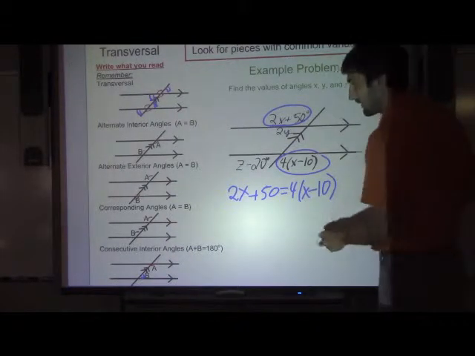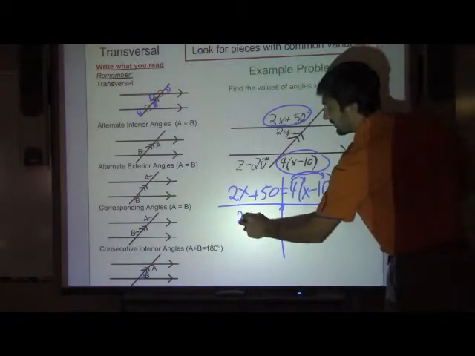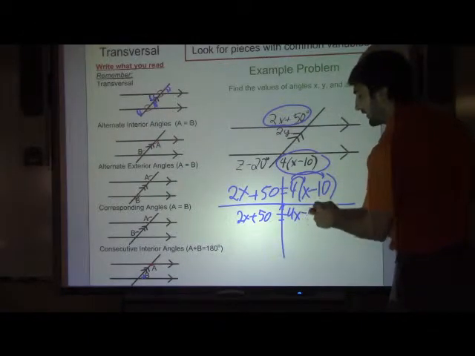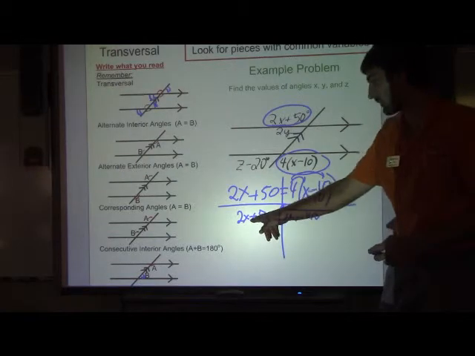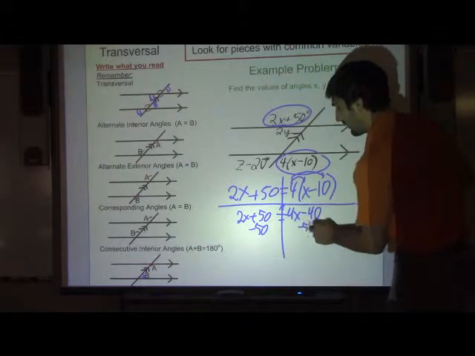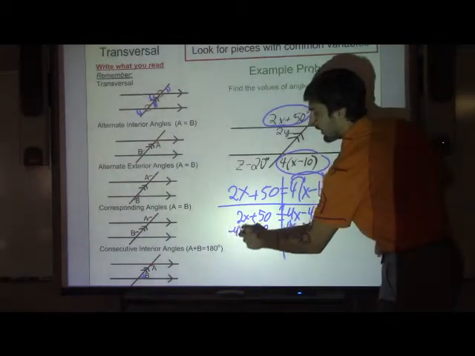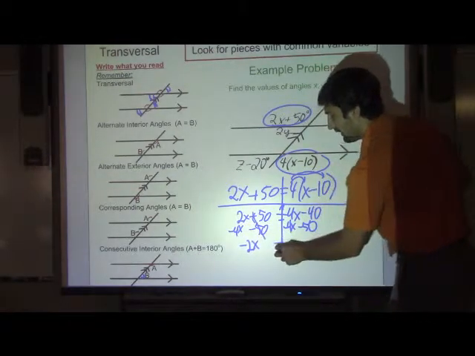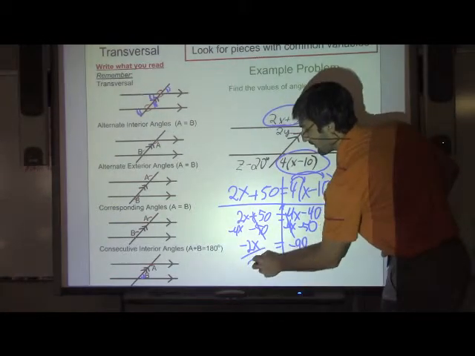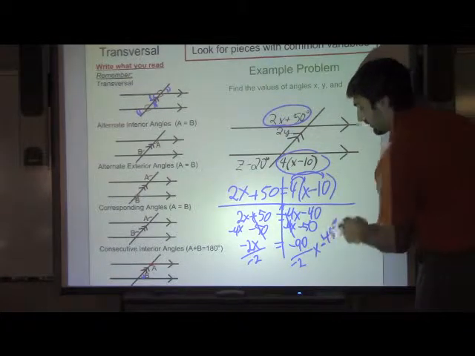From here, you simply balance an equation. Distribute. That gives you 2x plus 50 equals 4x minus 40. Then you do the opposite of plus 50, which is minus 50, and the opposite of 4x, which is negative 4x. And that gets you negative 2x equals negative 90. Then you divide by negative 2, and we get x equals 45 degrees.